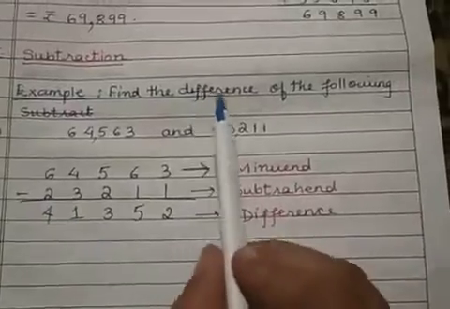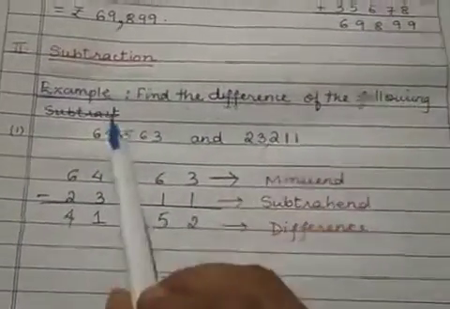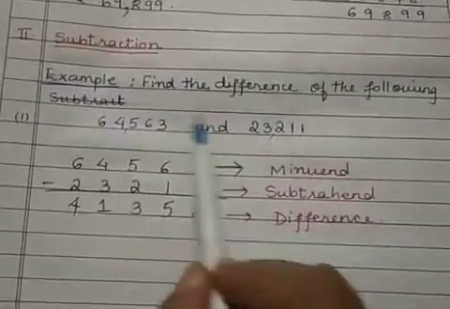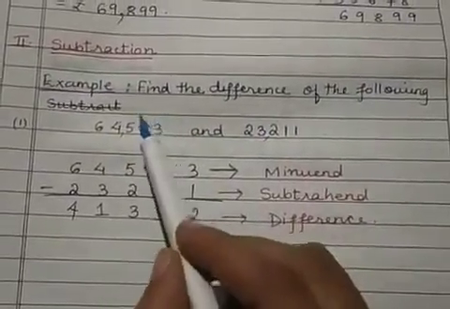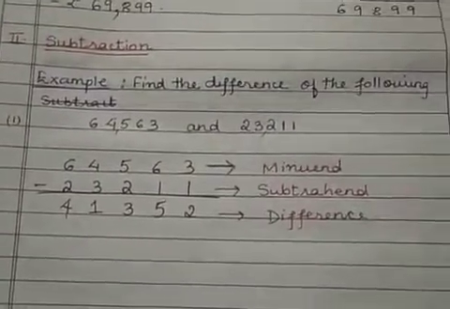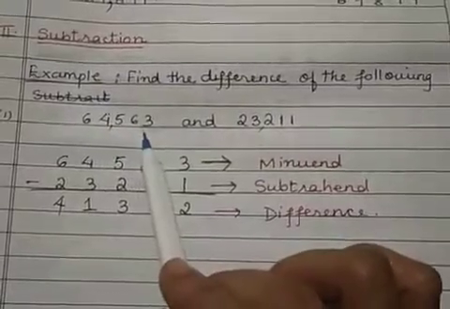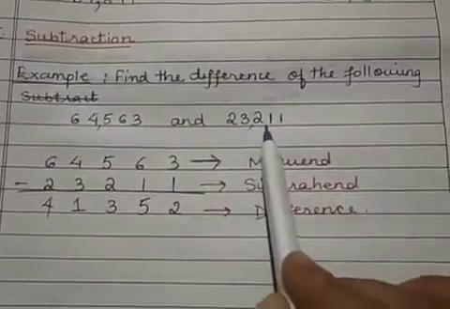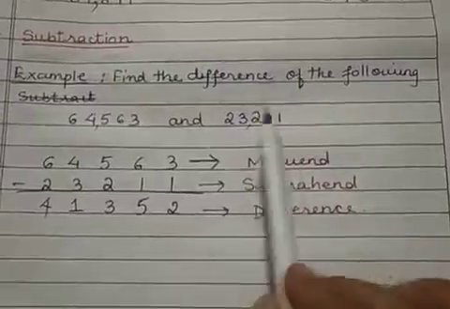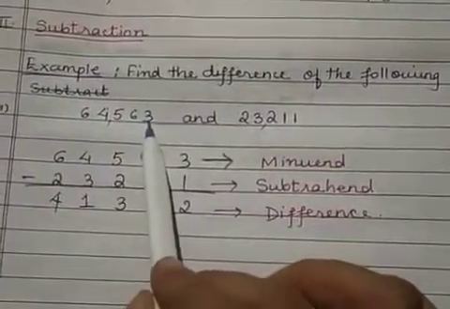When it is not said which number has to be subtracted from which number, and you are just given two numbers, you subtract the smaller number from the larger number. If you see here, you have 64,536 and 23,211. So you know this number has to be subtracted from this number.